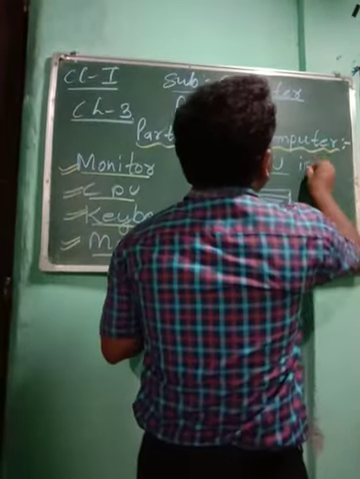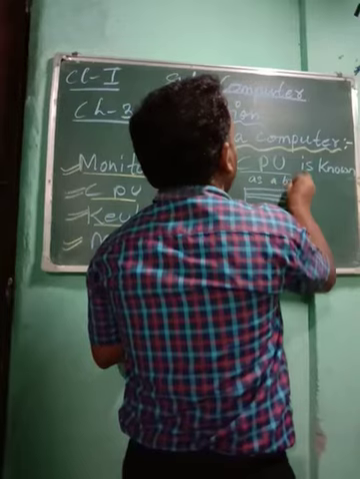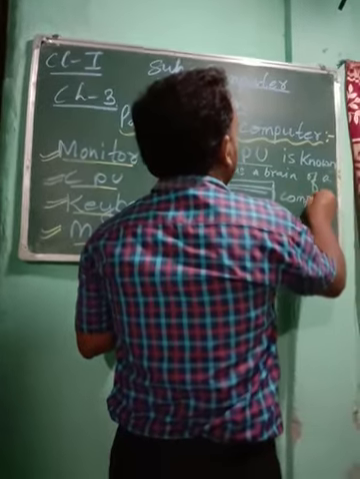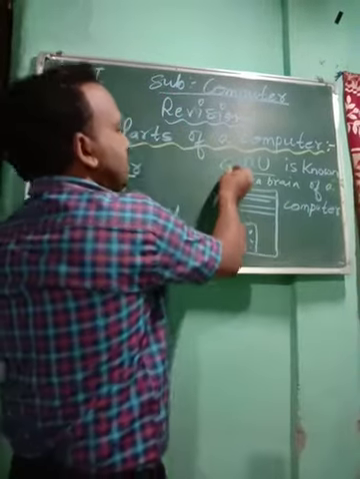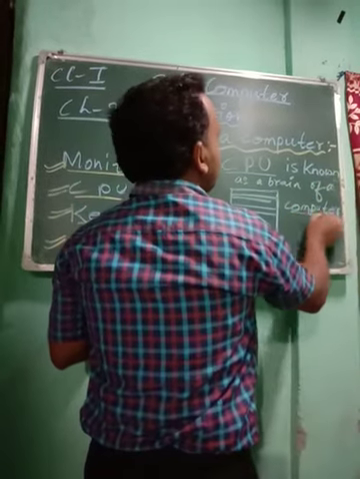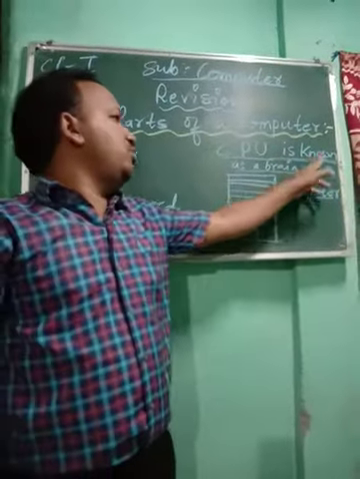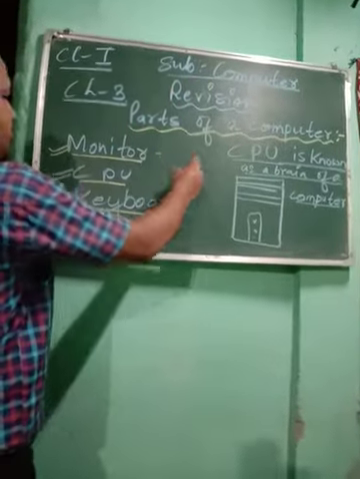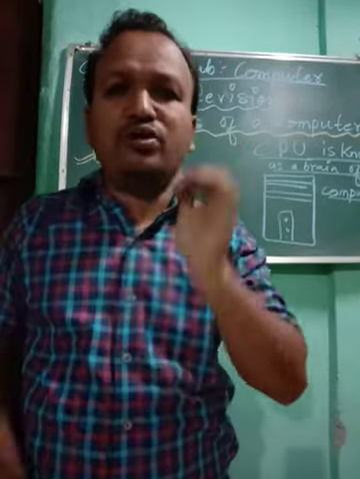Okay, so children, you see, CPU is known as the brain of a computer. So CPU is known as what? Brain of a computer. Because suppose you have a monitor, you have a keyboard, you have a mouse, but you don't have a CPU, then your computer is not going to function.